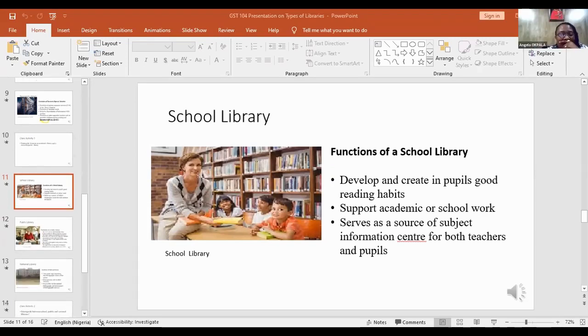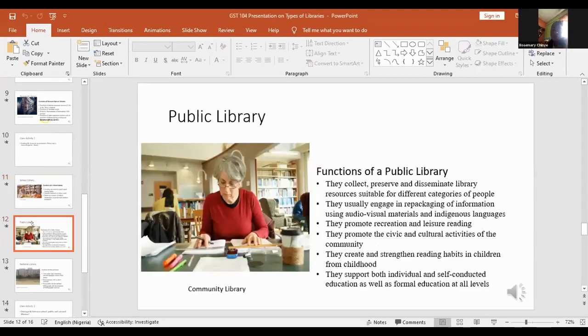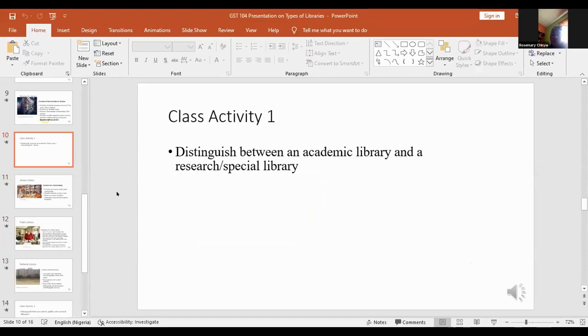So we also have the public library. The public library.